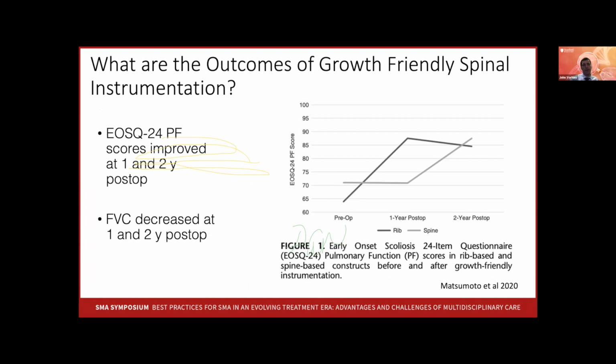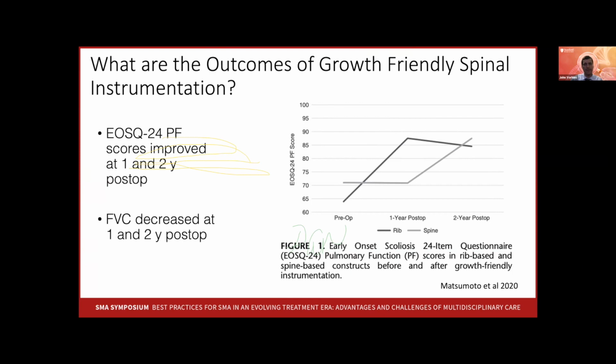And now we're tracking not just pulmonary function in patients, but we're doing a little bit better job of tracking health-related quality of life through patient-reported outcome measures. So this is some results from the pediatric spine study group, where we are looking at EOSQ-24, which is a validated health-related quality of life measure for patients with early onset scoliosis. And we looked at this, this is looking at a pulmonary function subset of those surveys. So this is asking patients things like, how often are you admitted? How often do you have pneumonia, how often do you have shortness of breath and such?